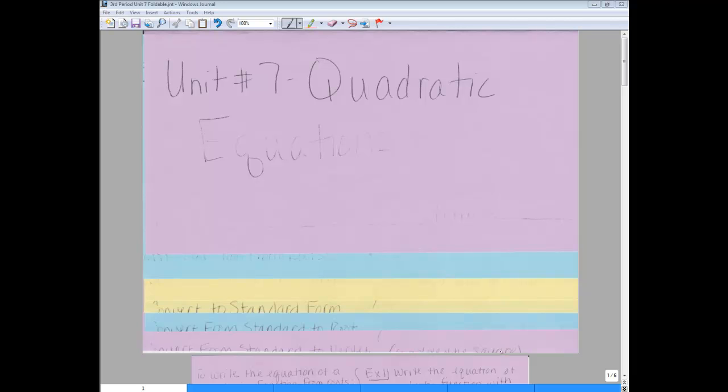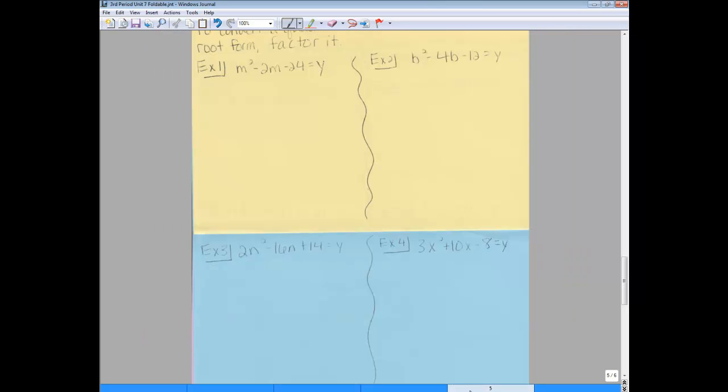Okay, so we're still working on Unit 7 Quadratic Equations, Foldable. And we are on yellow on top and blue on bottom. We're learning how to put things back into root form. For whenever they're already in standard form, to put them back in root form, we need to factor.